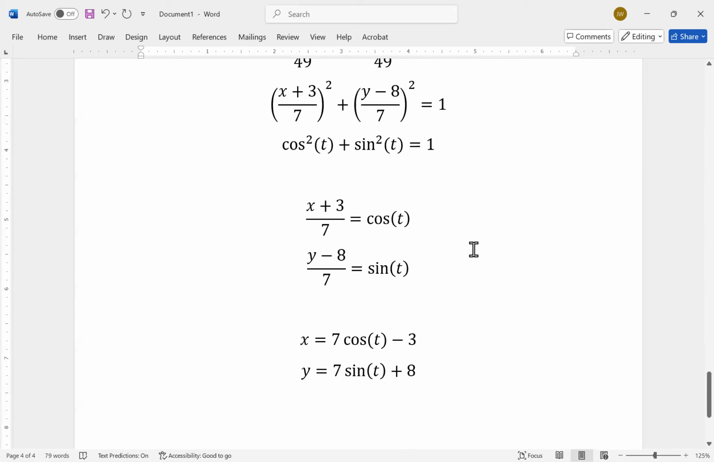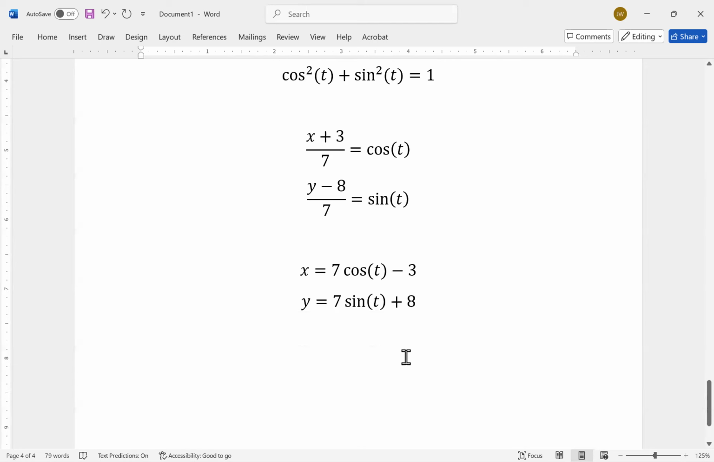I won't graph it. We know what the circle looks like. It's a circle of radius 7 centered at the point -3, 8. And notice that the radius here is showing up as the coefficient of cosine and sine. The center, -3, 8, shows up as the constants in that pair of equations.